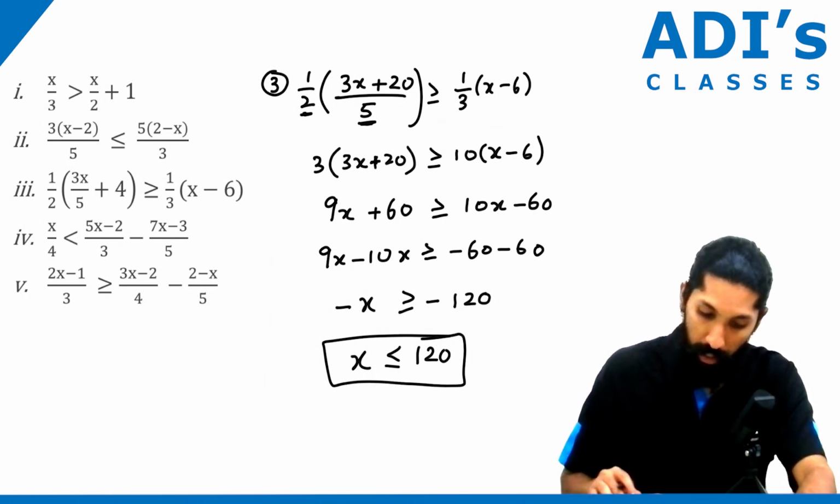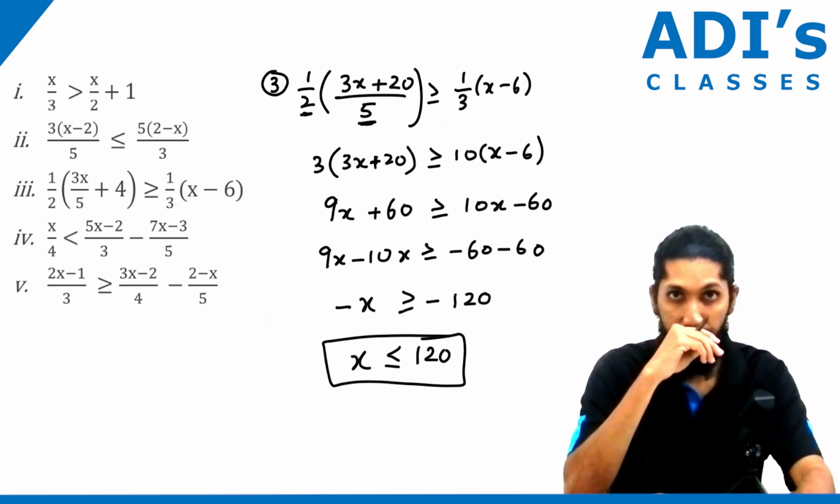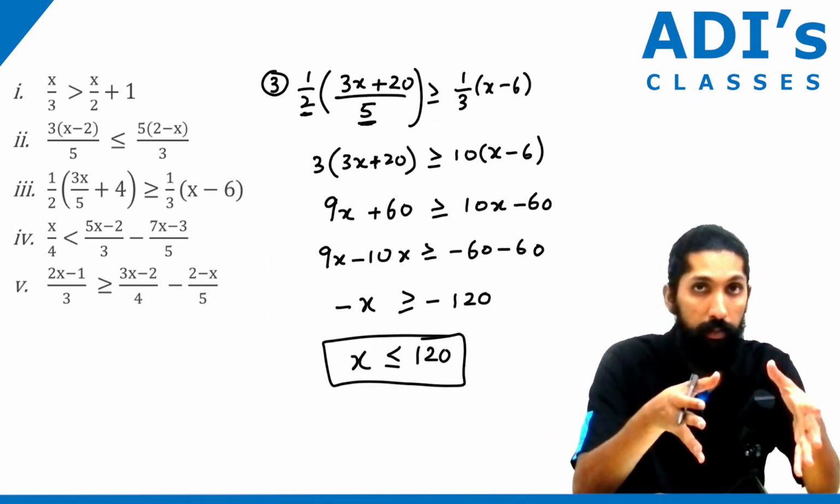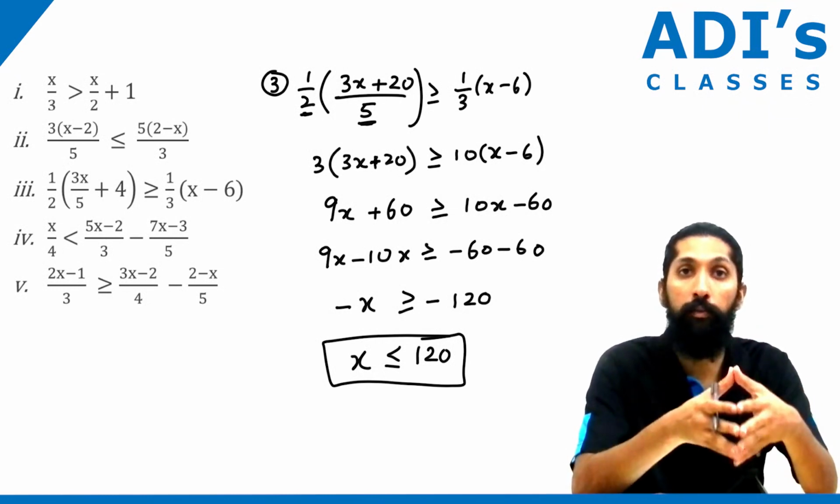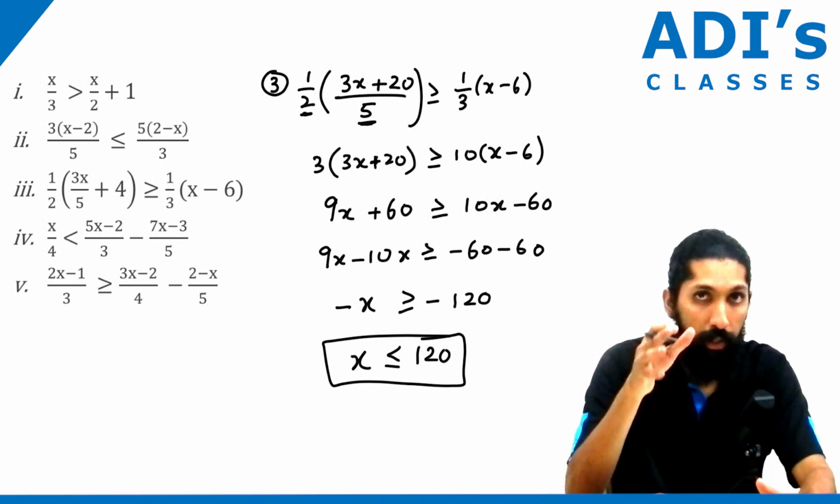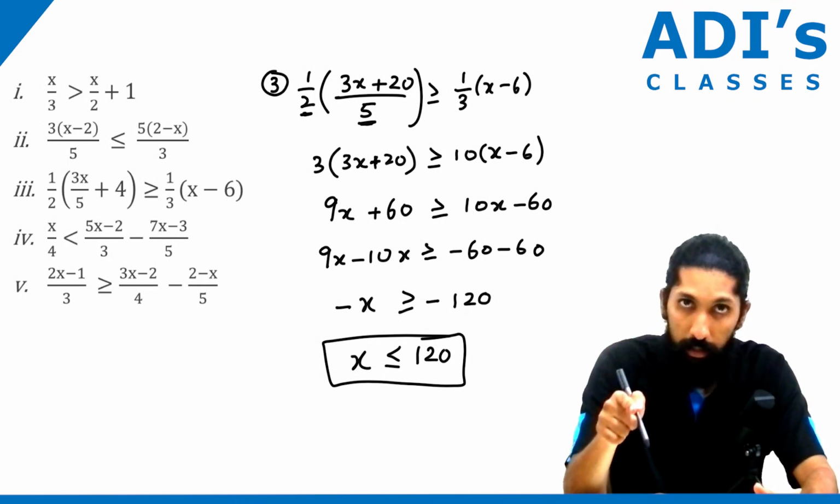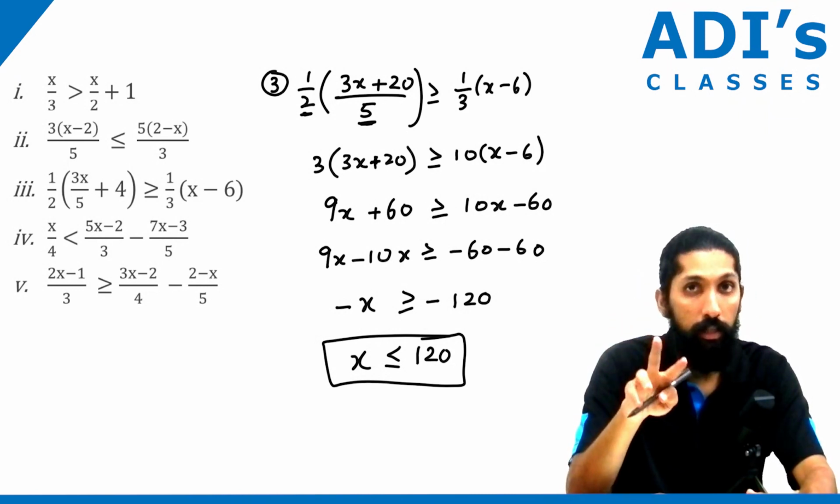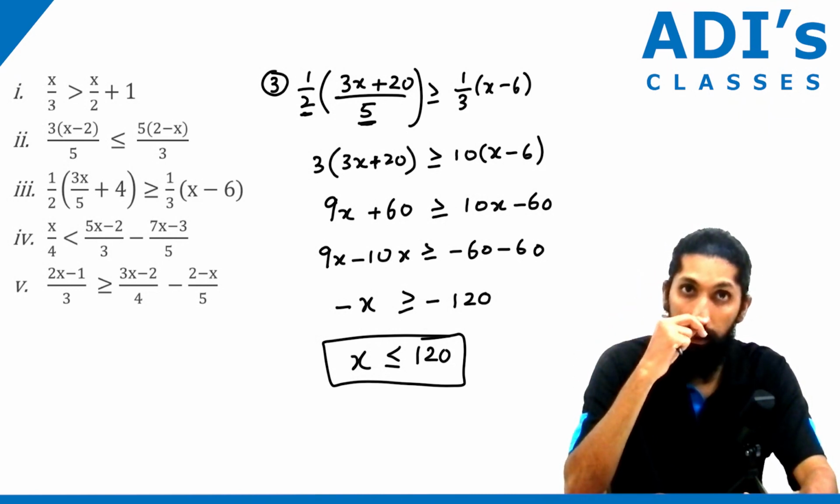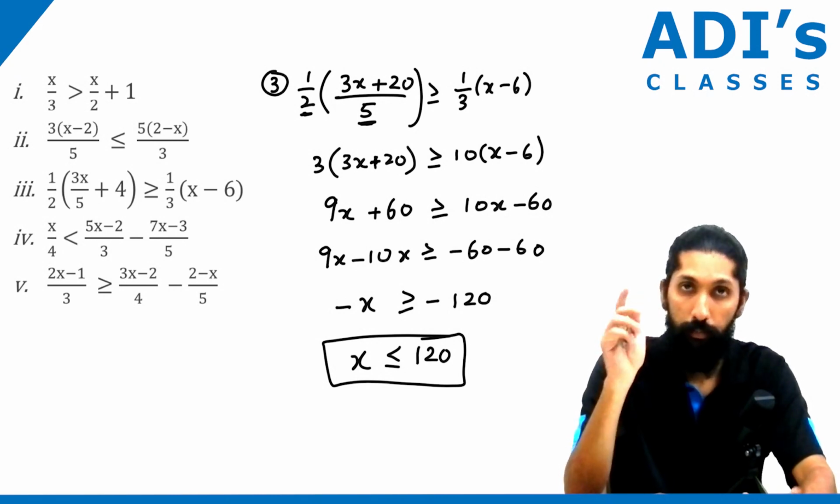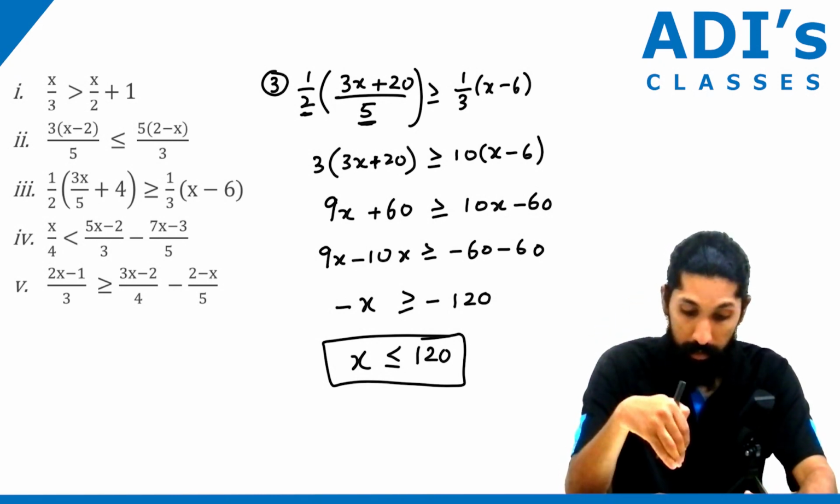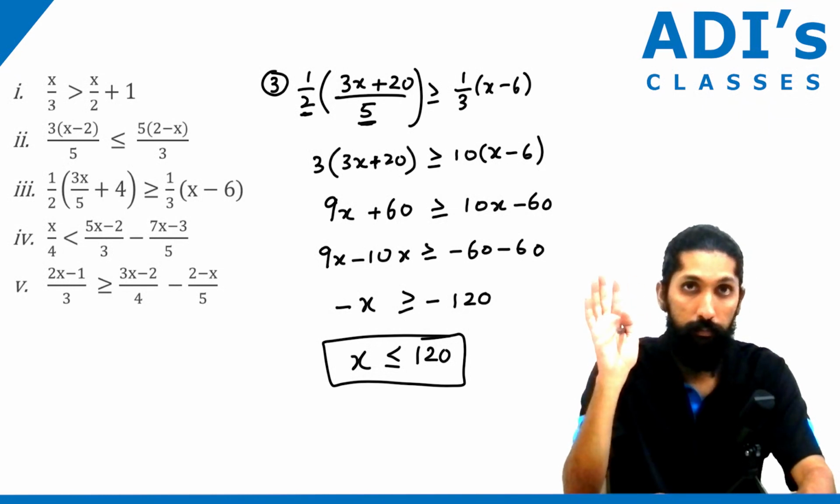So this becomes the answer for the third question. Fair enough? So keep this in mind: wherever and whenever you multiply or divide by a negative number, the inequality is going to flip, or reverse. Clear? So this is the answer for the third question.